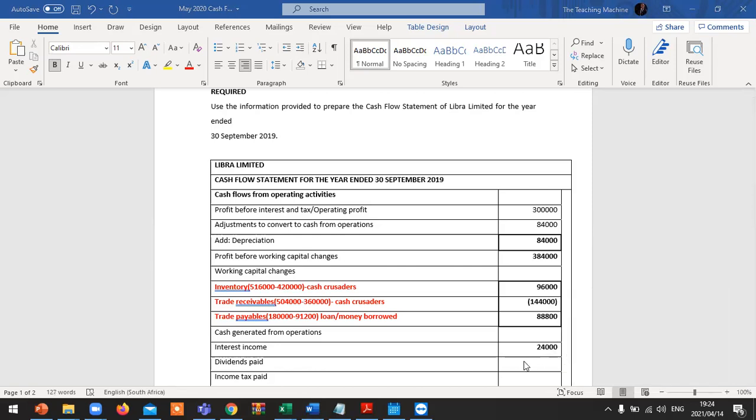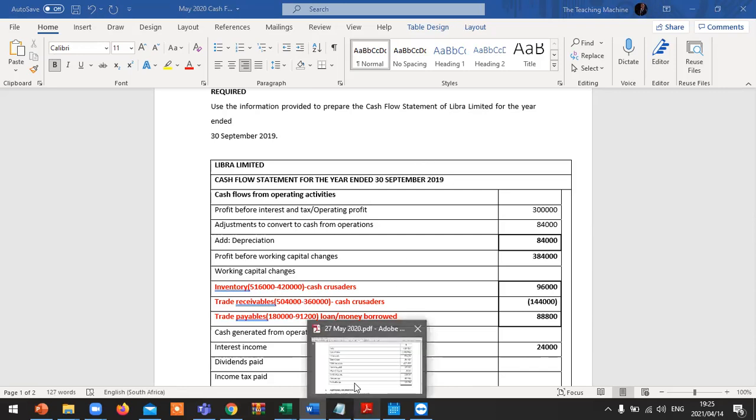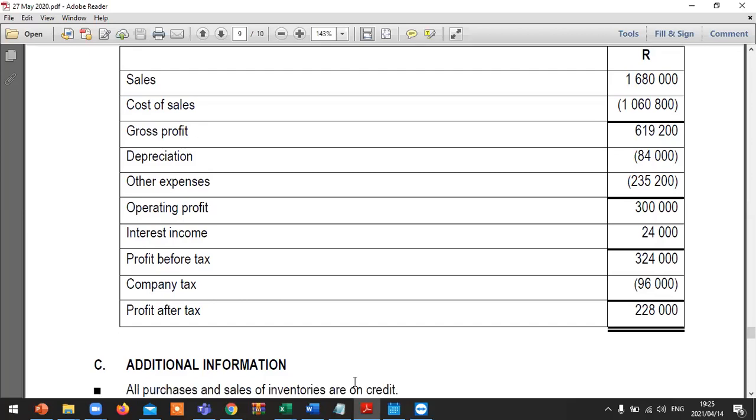Sorry. Dividends paid, I think there's a message. Let me see. Income. Thank you, Mr. Mkonza. Let's look at the dividends paid and see which formula can we use.